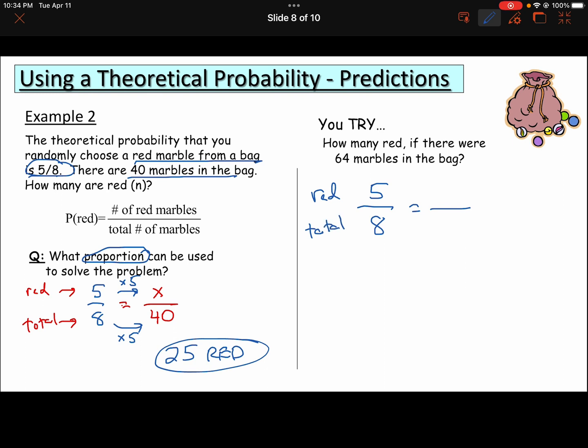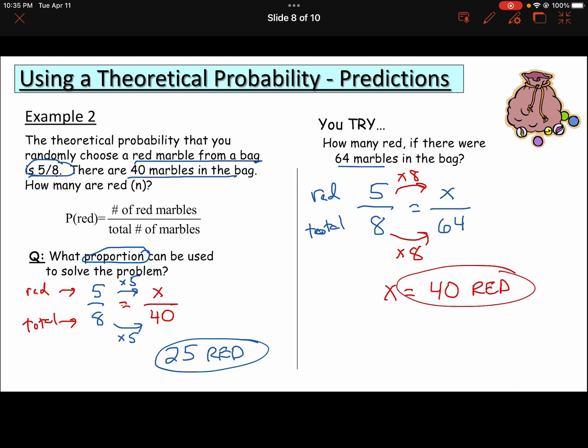So in this case, the total has changed. We now have 64 marbles in the bag, so 64 would go on the bottom, and we're going to put X up here at the top. And we're going to do our common multiplier again in this case, because that makes life a whole lot easier. So 8 times 8 is 64, and 5 times 8 is 40, so X equals 40 red marbles in this case. All right, last example.